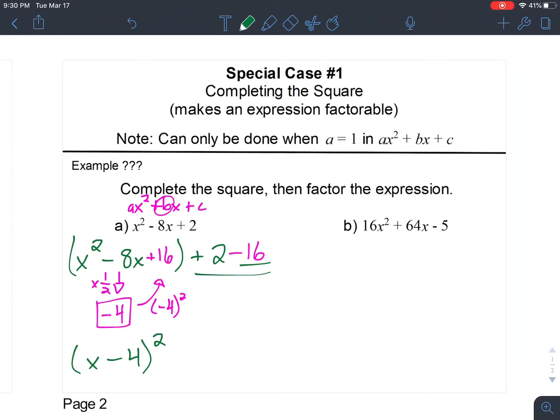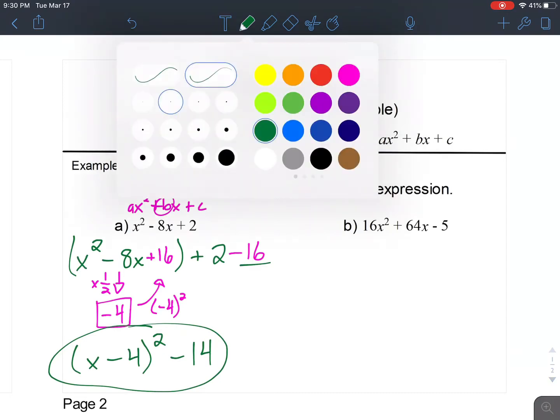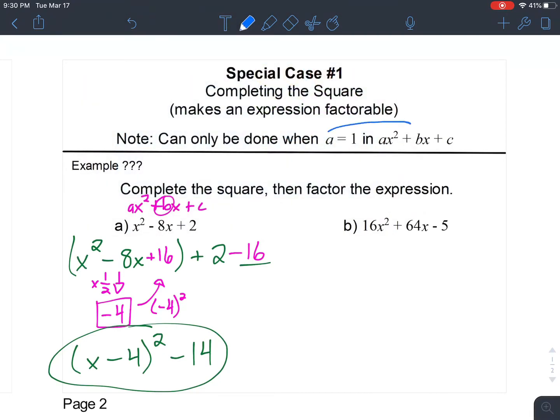Then the other part we have to do is we just need to finish off the 2 minus 16. We know that that's going to be minus 14. And there we go. That is how we can rewrite x squared minus 8x plus 2 into a form that was factorable. Now for part B, this one unfortunately is going to involve more work.